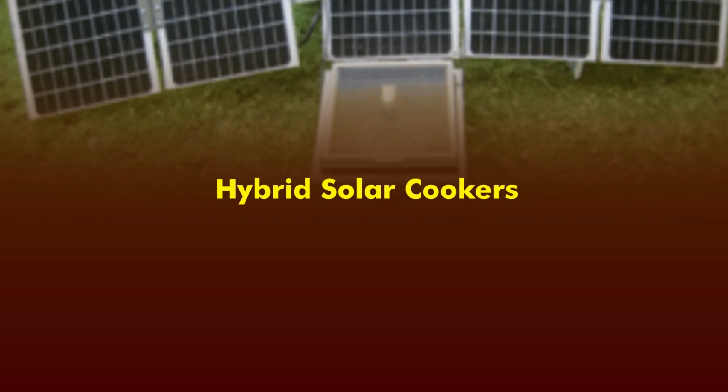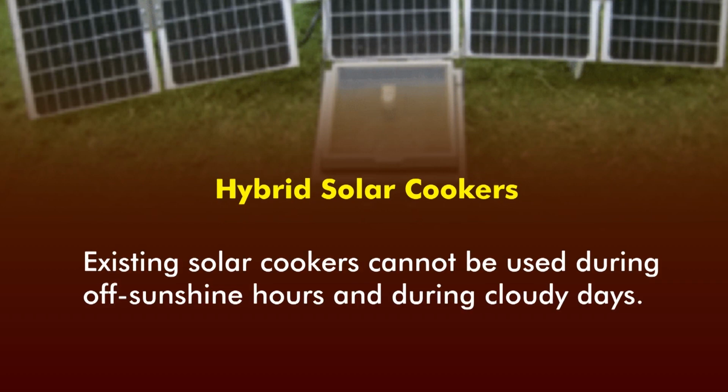Now we can discuss another type of solar cooker, that is called the hybrid solar cooker. Existing solar cookers cannot be used during off-sunshine hours and during cloudy days because they depend on the sun only. So the temperature inside the cooker is also not adequate in the early morning, late afternoon, or partly cloudy days.